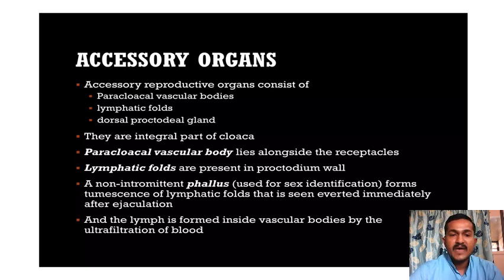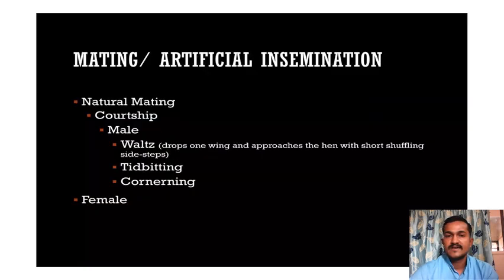Then next is the paracloacal vascular body. It lies alongside the receptacles. Lymphatic folds are present in the proctodeum wall. A non-intromittent phallus is used for sex identification, for the tumescence, and lymphatic folds are seen even immediately after ejaculation. The lymph is formed inside the vascular body by the ultrafiltration of the blood. Clear? That is the function of the accessory gland.